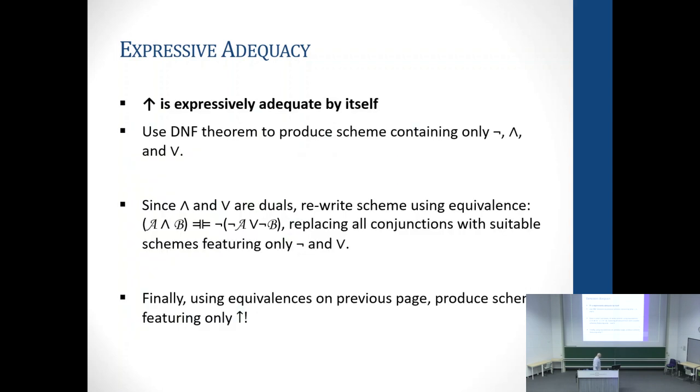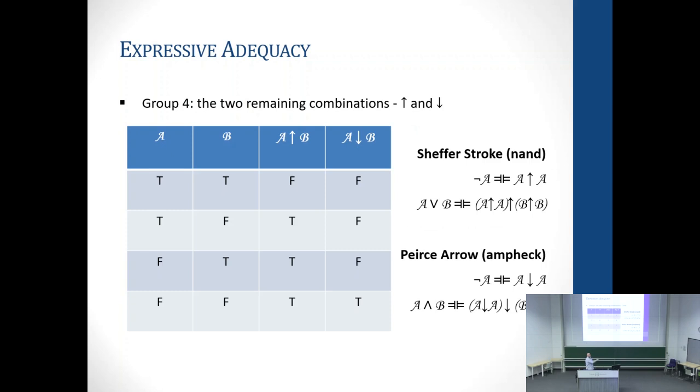To show that the Sheffer stroke is expressively adequate by itself, here's the process. Take any TFL sentence. Use the disjunctive normal form theorem to produce some scheme featuring only negation, conjunction, and disjunction. Since we know that conjunction and disjunction are duals, replace every conjunction with the associated structure. Cool. So now we've just got negation and disjunction. Now to go back a slide, at that point, we can use these two equivalences to generate sentences just with the Sheffer stroke.